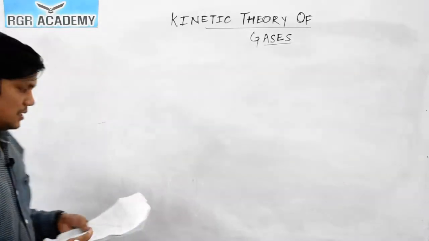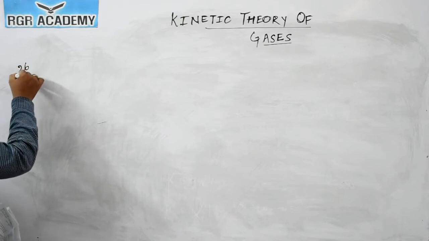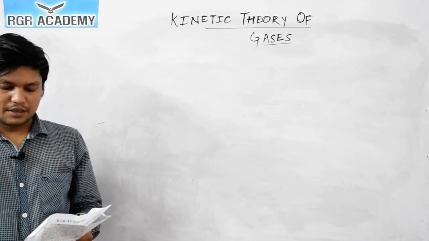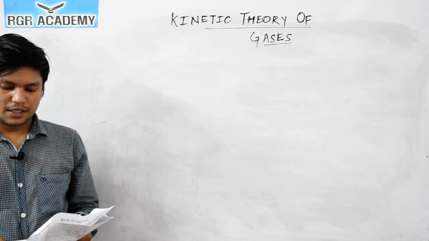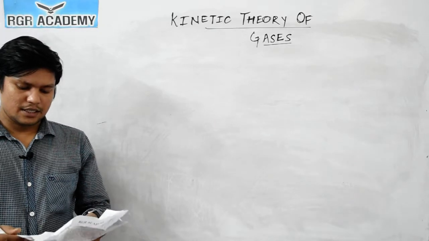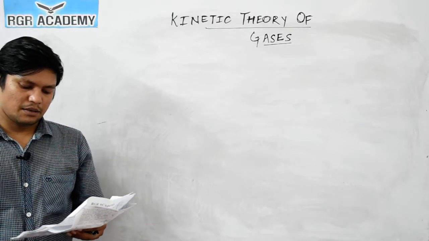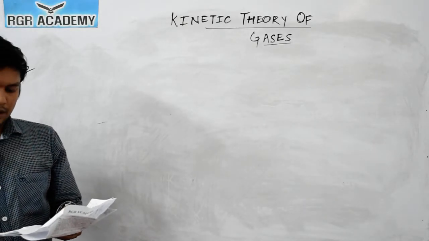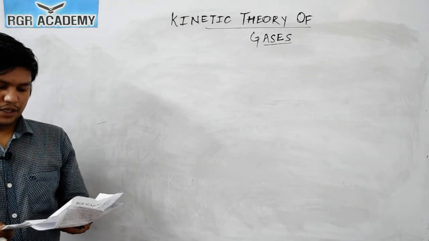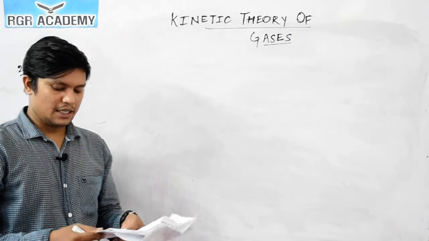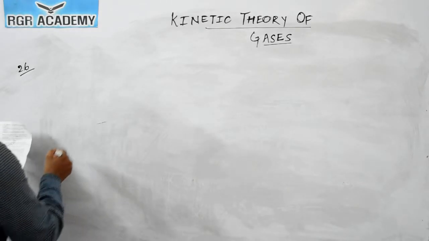So question number 26 is: a cylinder of fixed capacity 44.8 liters contains a monatomic gas at standard temperature and pressure. The amount of heat required to raise the temperature of the cylinder by 10 degrees Celsius. Actually, they want to increase the temperature by 10 degrees Celsius. Okay, so the volume, how much have they given?